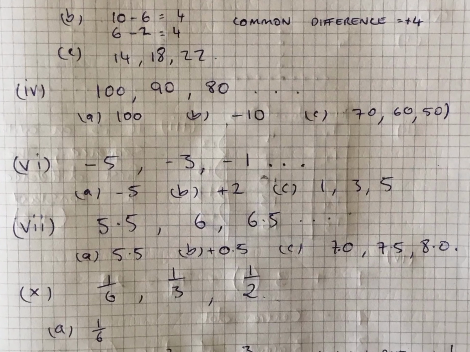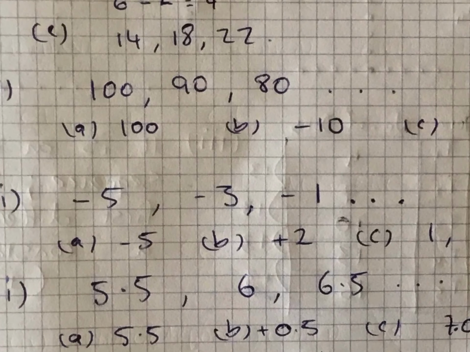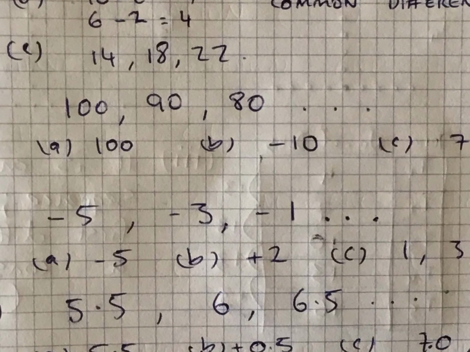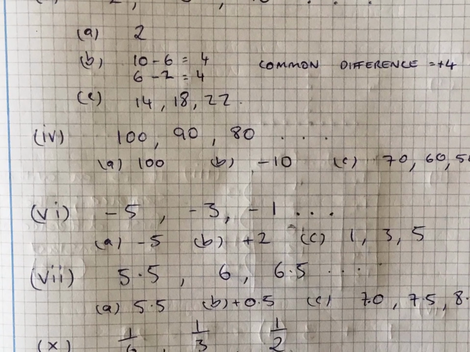Part 6, minus 5, minus 3, minus 1. I'll pick this one because it's a negative value that we're starting off with. So my first term is minus 5. What's happening? To go from minus 5 to minus 3 to minus 1, I'm actually adding 2 each time. So my common difference is plus 2 in this case. And the reason I showed this one to you specifically is because when I go minus 5, I add 2 to go to minus 3, I add another 2 to go to minus 1, the next term is going to be positive. It's going to be plus 1, because I'm going from minus 1, and I'm adding 2 to that.